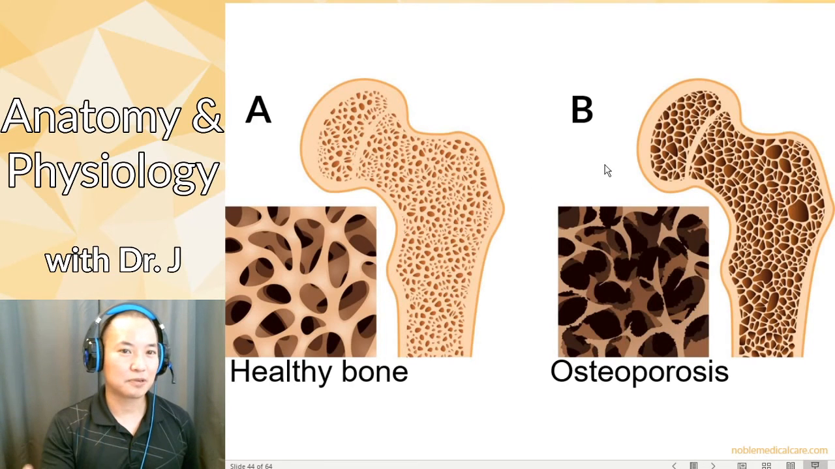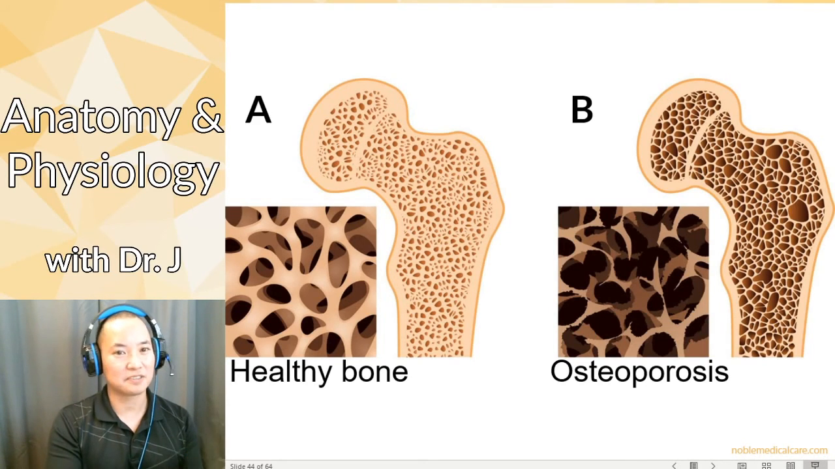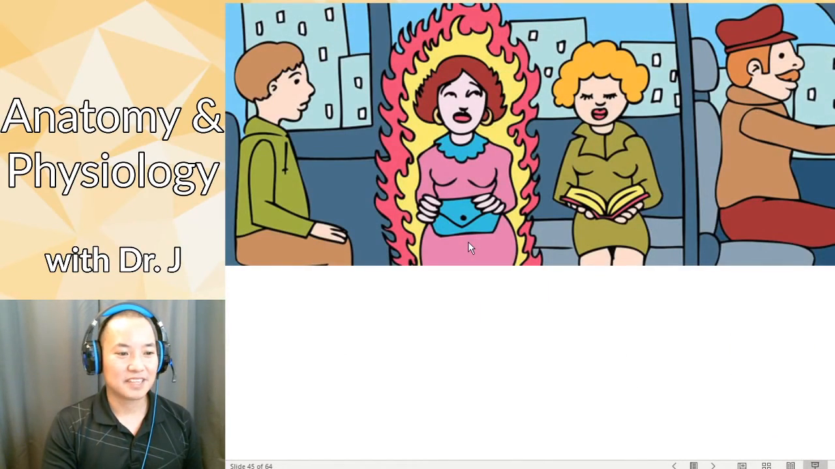So when you have something that's porous, that means it has a lot of holes, it's very hollow, right? So osteo, remember, refers to bones. So now you're forming bigger pores. This bone is becoming less dense and more porous. So what causes osteoporosis? Well, what's happening here?